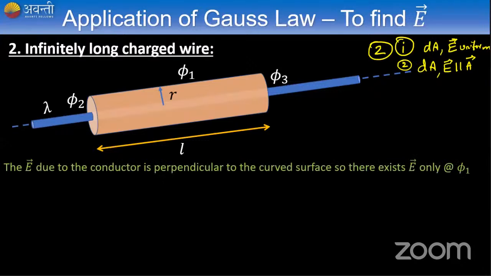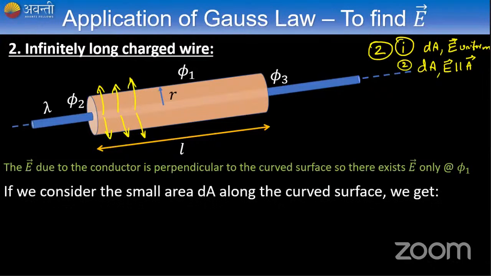So with this, the electric field due to the conductor is perpendicular to the curved surface. See, my electric field due to the conductor is always perpendicular to this curved surface, right? It's not going in this direction, it's not going in this plane direction, but it's always going in which direction? To form the equipotential surface, it's always going in the perpendicular direction of my curved surface, right?